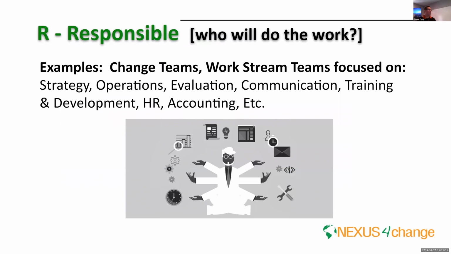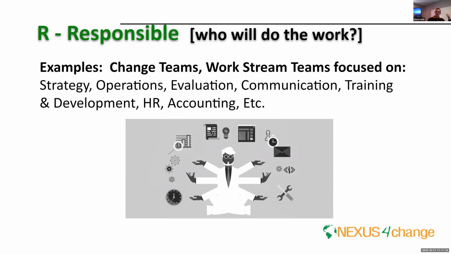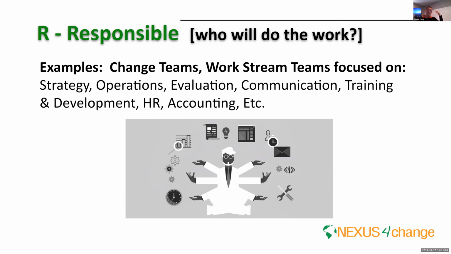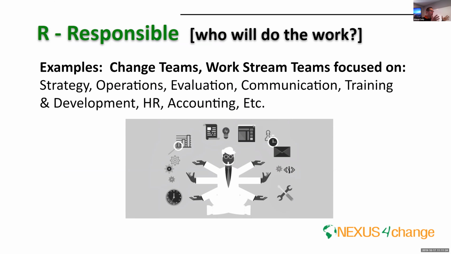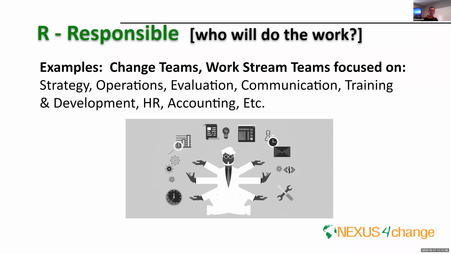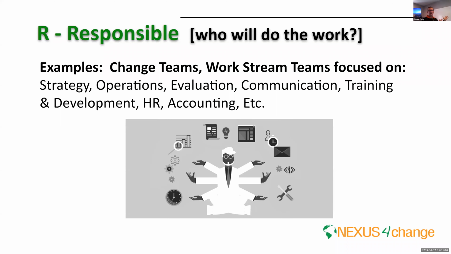First, responsible. Who will do the work? So prior to understanding who will do the work, a lot of times projects are set up with what's the purpose and then who needs to be involved. So when you just look at who is responsible and who will do the work, you've got to be going back to what's our purpose and outcomes we're trying to achieve.